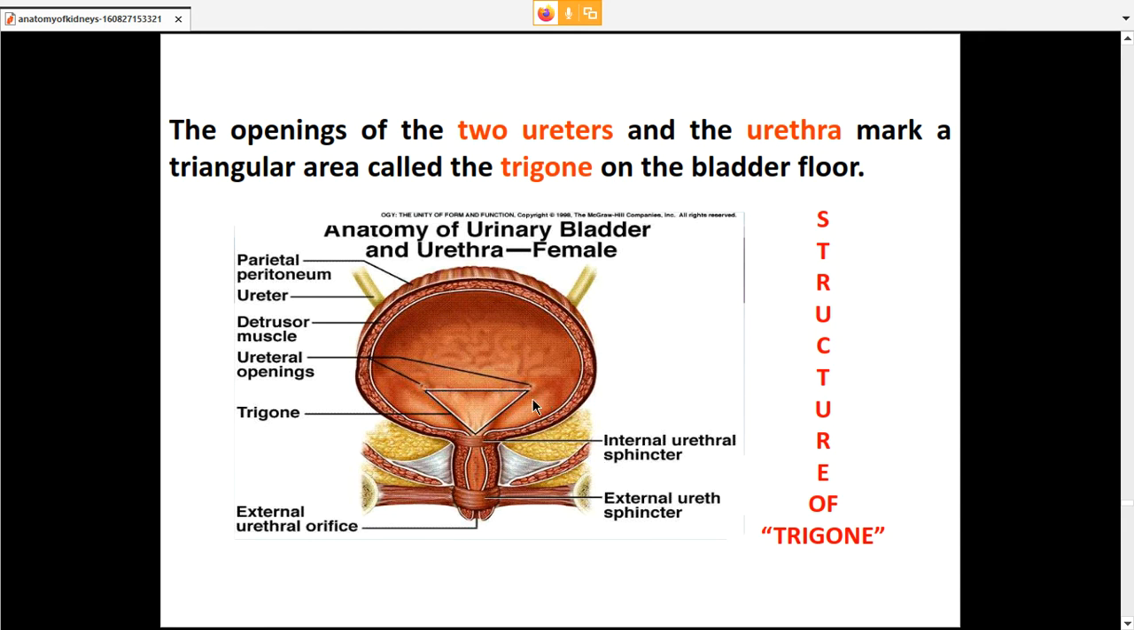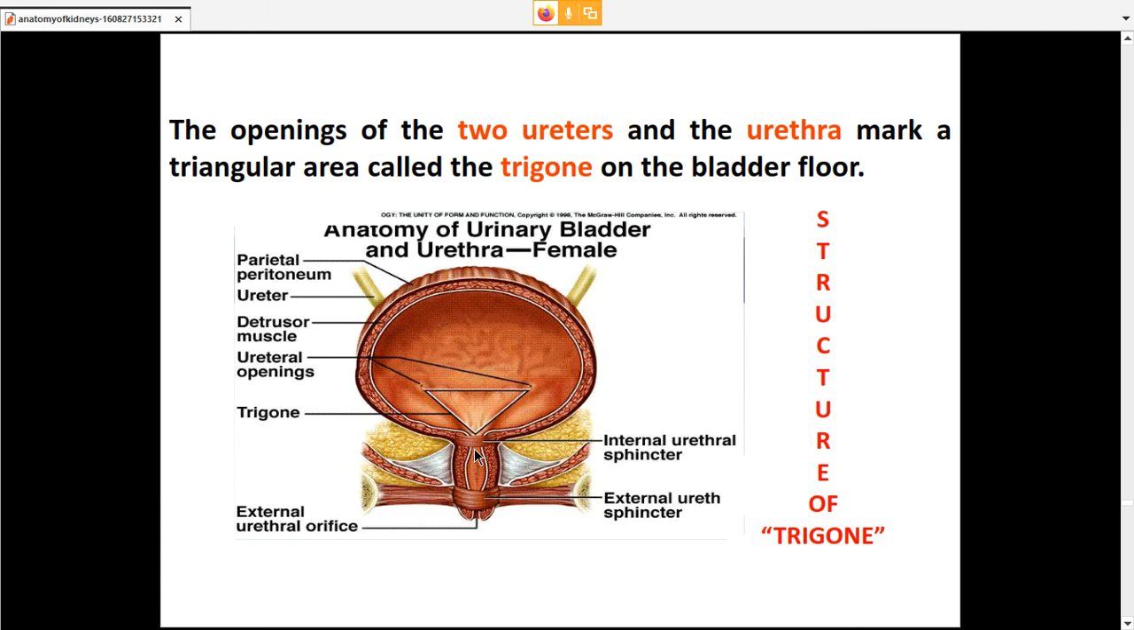Then below we can identify the neck of the urinary bladder. We can identify a triangular shaped area over here. That triangular area is called the trigone of the urinary bladder. At the neck of the urinary bladder, we can identify a small sphincter called the internal urethral sphincter. Below that, we can identify another sphincter called the external urethral sphincter. These sphincters are present in the perineum region.